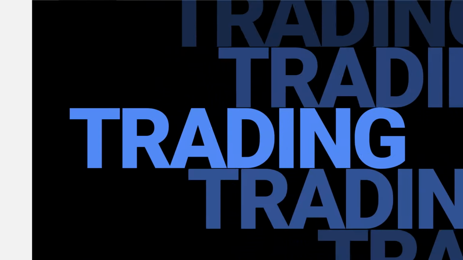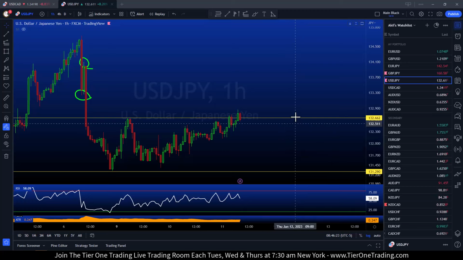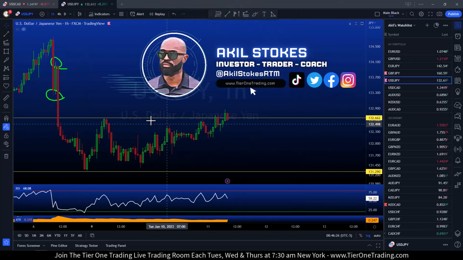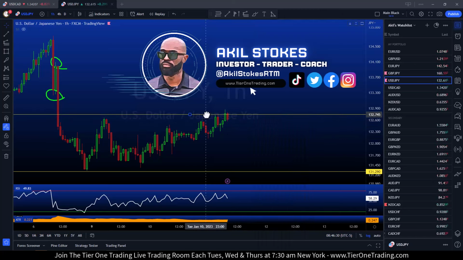Dollar yen. What you got for me, dollar yen? Again, we're looking at lower time frames today since the higher time frames aren't doing much. Dollar yen, we're looking for a break above this level. A violation, I think I should say. It looks like we got it.